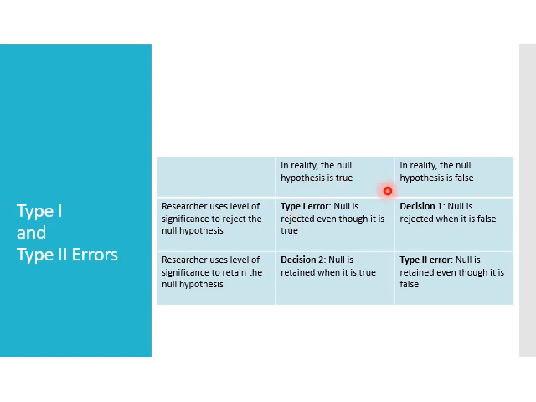And how do we make those conclusions about type 1 and type 2 errors? You can use this table to help us determine which will be the correct conclusion, which is decision 1 and decision 2 in both situations, and where type 1 and type 2 errors are committed.